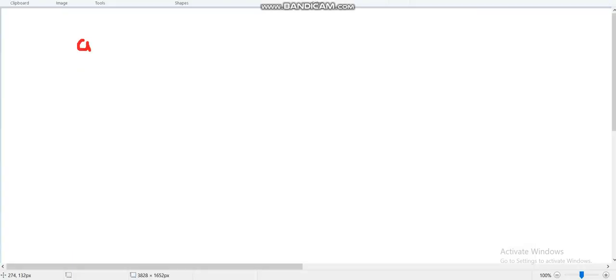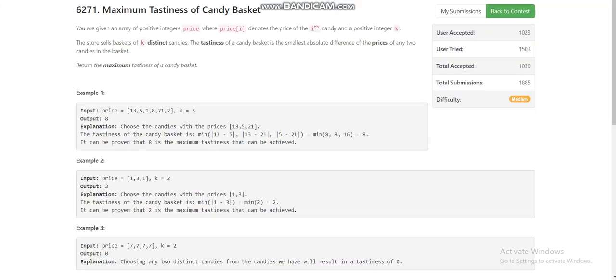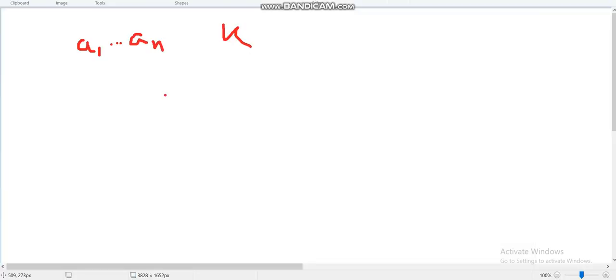So we are given n integers, let's say a1 up to an, and we are also given an integer k. Now what we have to do? The store sells a basket of k distinct candies. The tastiness of a candy basket is the smallest absolute difference of the prices of any two candies in the basket. So we have to pick k candies from this array.